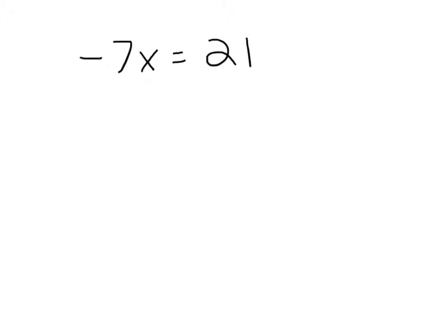Here's our first problem. Negative 7x equals 21. Your goal is to solve the problem for x. Go ahead and get started. Hit pause if you need more time.